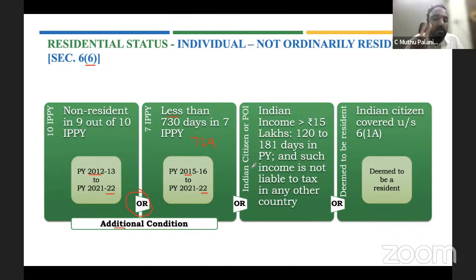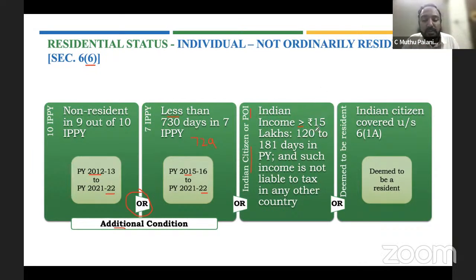And there are also two other situations. So basically, if you are an Indian citizen or person of Indian origin and your Indian income is more than 15 lakhs, then we said there is an exception in the basic condition. What is the basic condition? 365 days or more in the 4 immediately preceding previous years and 120 days or more in the previous year. So you should satisfy both these two to become a resident.